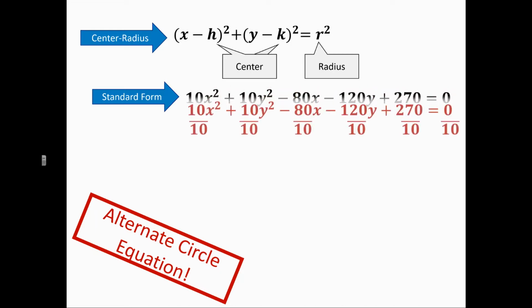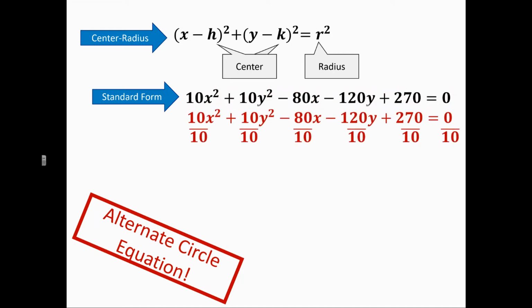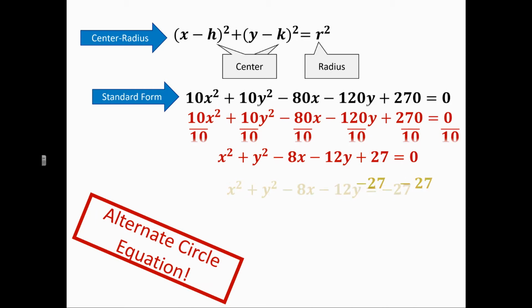First step, we need to divide by the number in front of x squared. So we divide everything by the number in front of x squared. In this case, it's 10. Everything gets divided by 10, and we now have a much more simplified version of our standard form. Step 2, get the lonely number to the other side. That constant needs to go to the other side. So in this case, the plus 27 is subtracted.